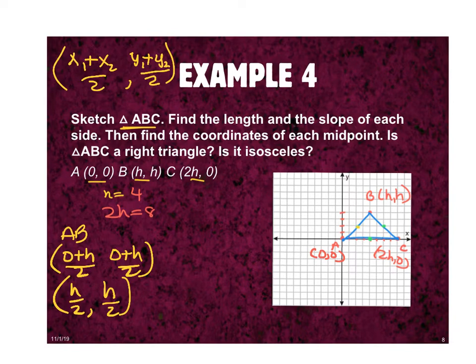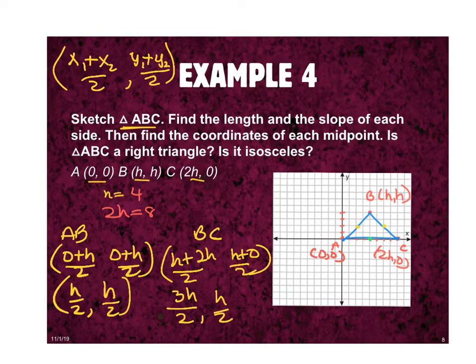Then I'm going to find the midpoint of BC, which is over here. And again, do the same thing, same formula. So H plus 2H divided by 2, and H plus 0 divided by 2. This will give me 3H divided by 2 and H over 2. I'm going to leave it just like that.